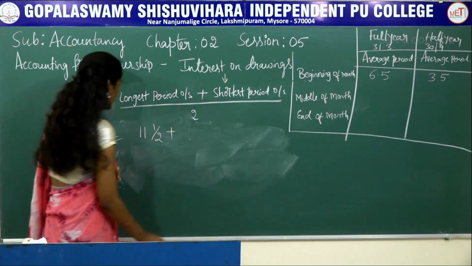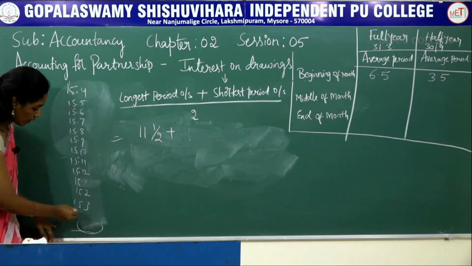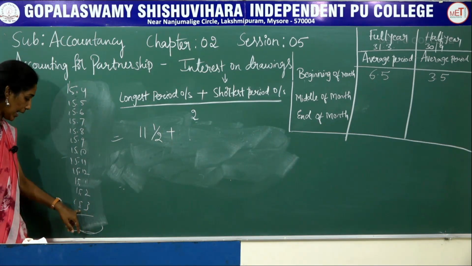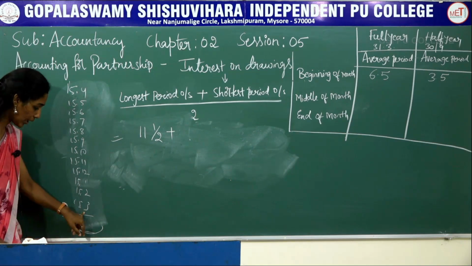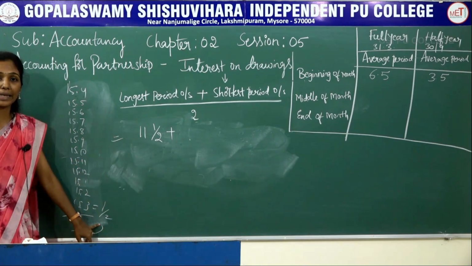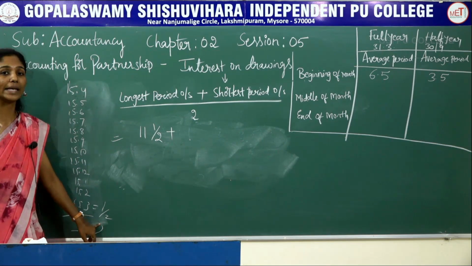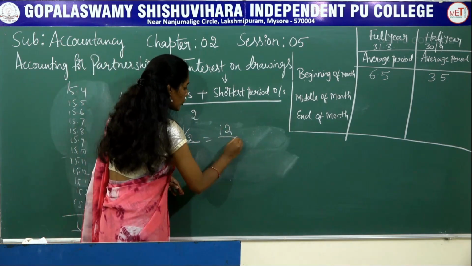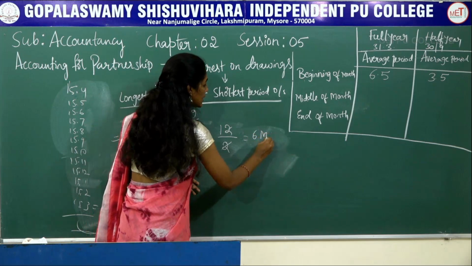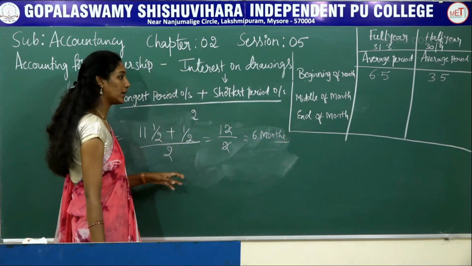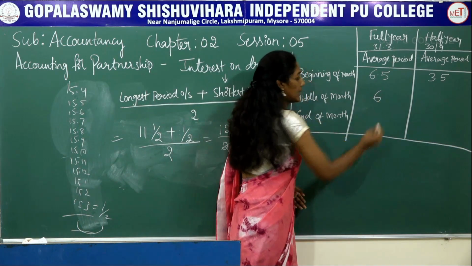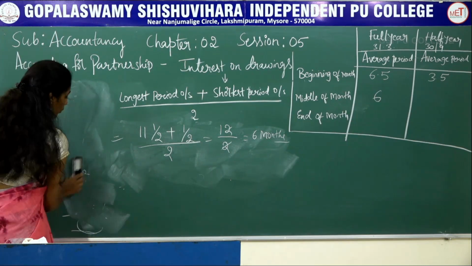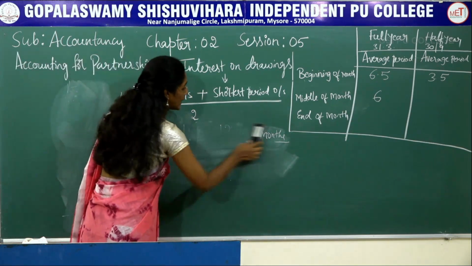And for the shortest period, when a partner withdraws in the last month, in the middle of March, here also half month is remaining, half month time left for charging interest. So write 11.5 plus half month, that is 12, divided by 2, so 6 months. So for the full year, the average period will be 6 months. The next is, if books of accounts are closed half yearly.